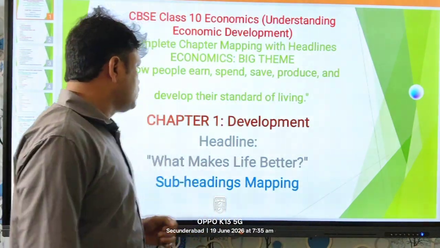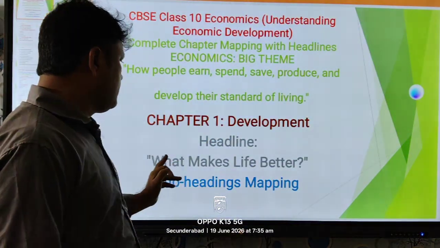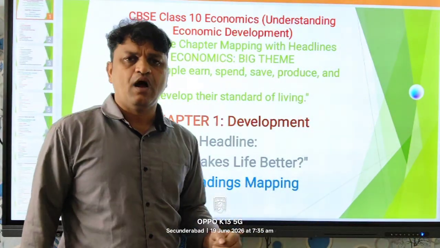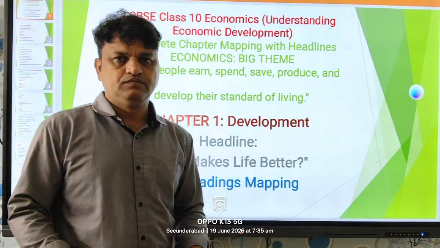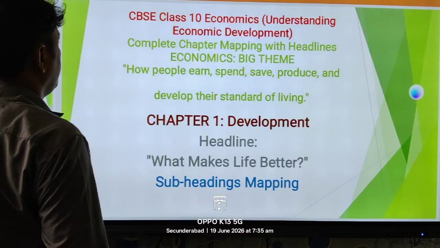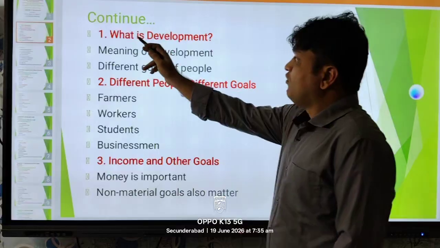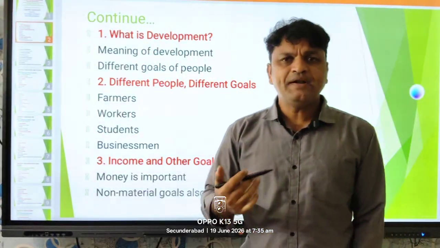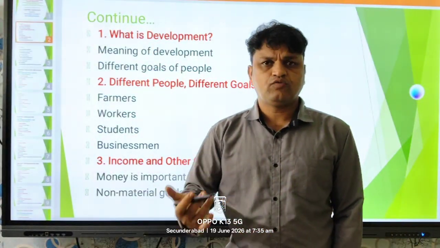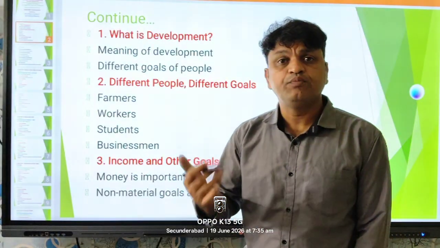Chapter 1 talks about development. The major headline here is: what makes life better? How can we improve our life? If you look at the subheading, what is development? Development is the improvement in the quality of life. So how can we get quality of life, and how can we improve life?